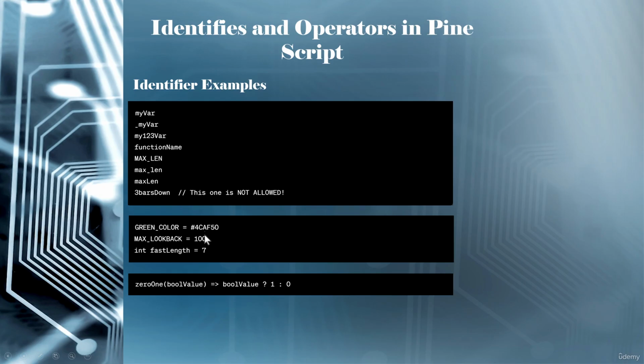Next, we have examples from real life code. We have examples of identifiers, right? We have GREEN underscore COLOR equals this color, and we have MAX underscore LOOKBACK equals this number. So we assign this number to this variable, we assign this number to this variable, and here we have a variable, integer fastLength, and we assign value 7 to this variable. All these variables are valid identifiers because they follow the rules we just specified.